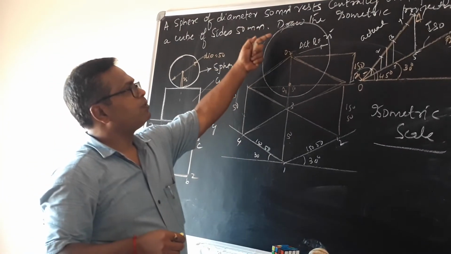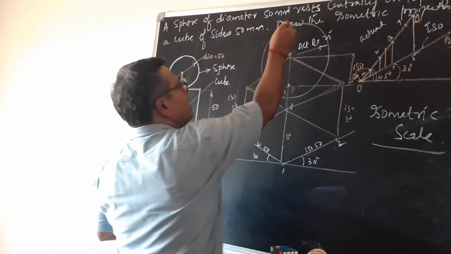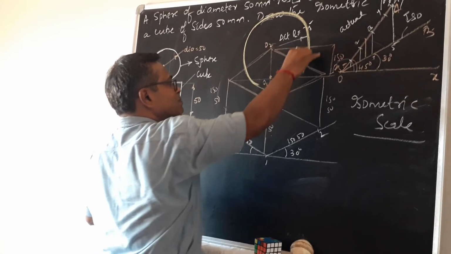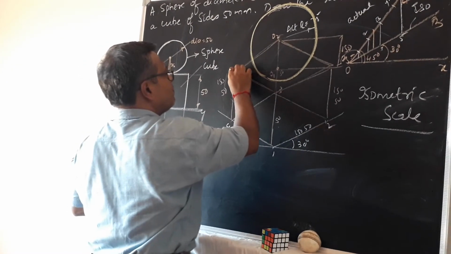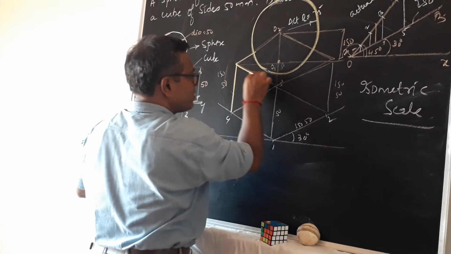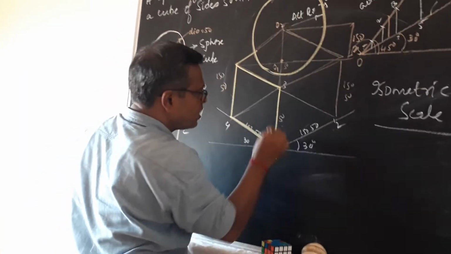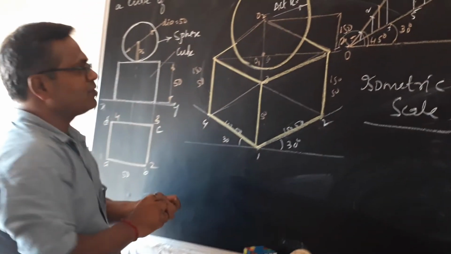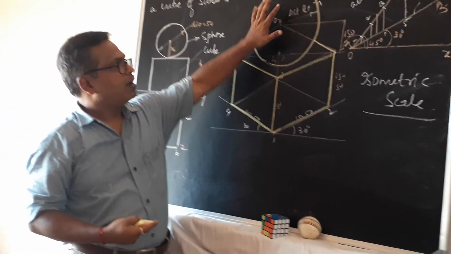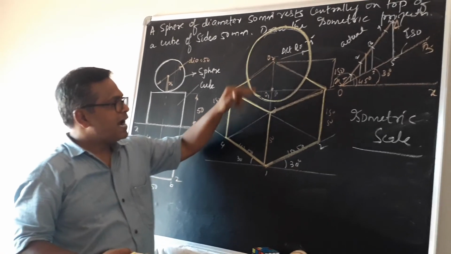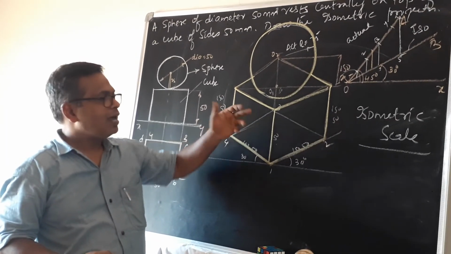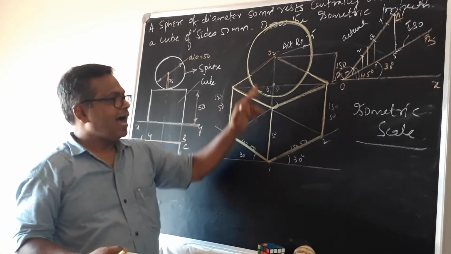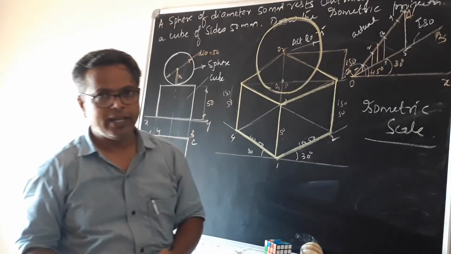Now coming from top to bottom, you make the top face completely dotted, and my front vertical faces which are to be dotted. Here you can understand that the sphere of dia 50 millimeter is placed centrally on a cube of side 50 millimeter. So both the axes of the solids are collinear.